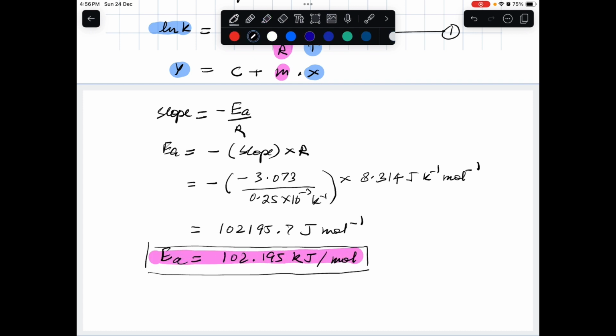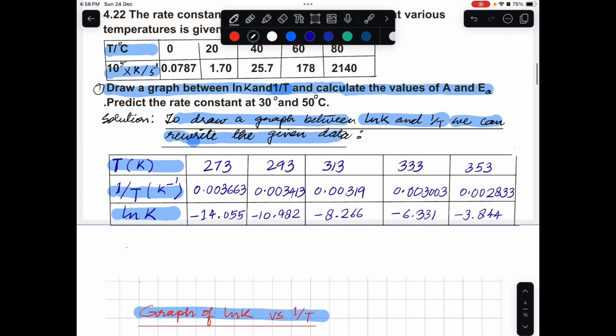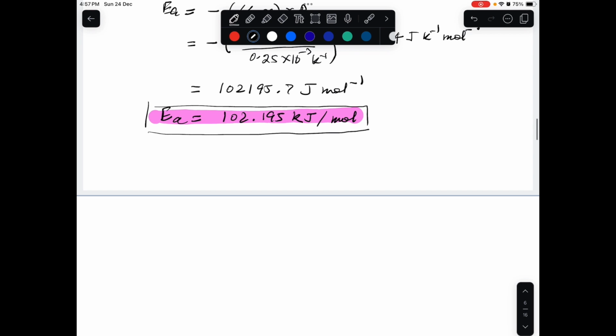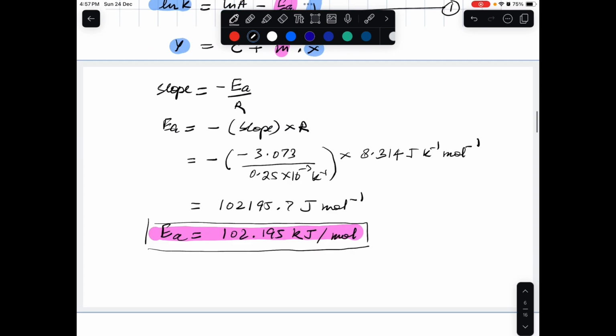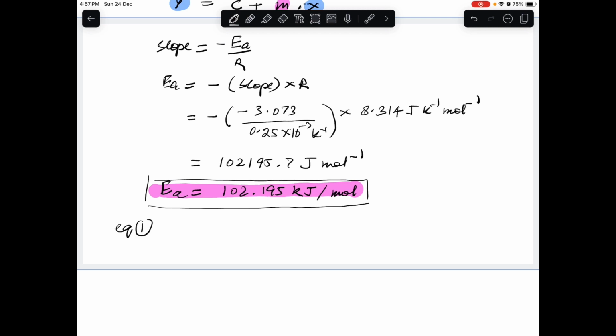Now the second part: we have to calculate the pre-exponential factor also, that is A, the pre-exponential factor. So how to calculate A? We will write down the previous equation, that is equation number 1. Equation number 1 can be rewritten as natural log of the pre-exponential factor is equal to EA upon RT plus natural log of K. We have rearranged equation number 1.